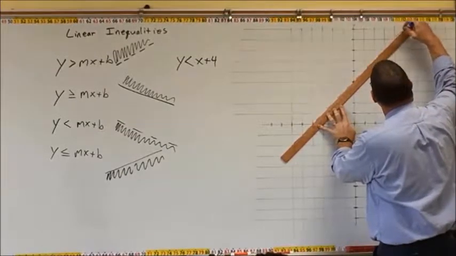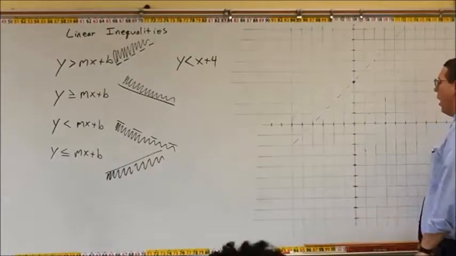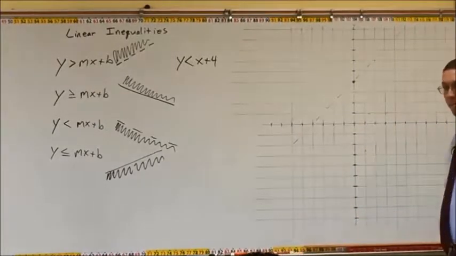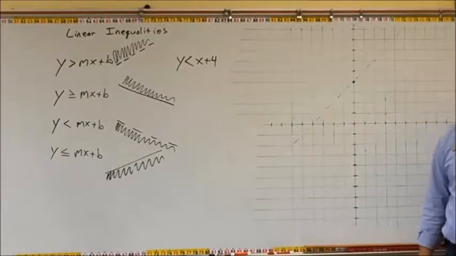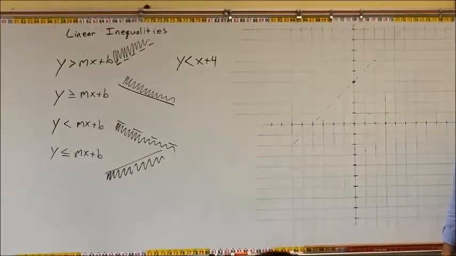Not perfect here, but it's pretty good. There we go. There's the line, x plus 4. The inequality is y is less than x plus 4. So I'm going to shade below.